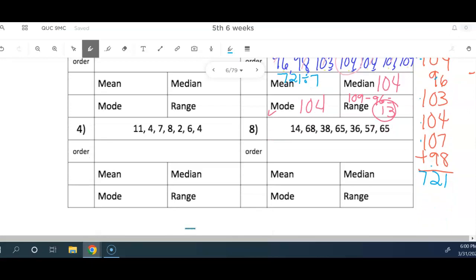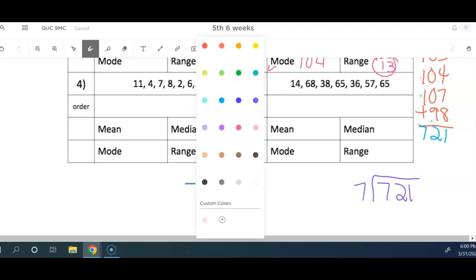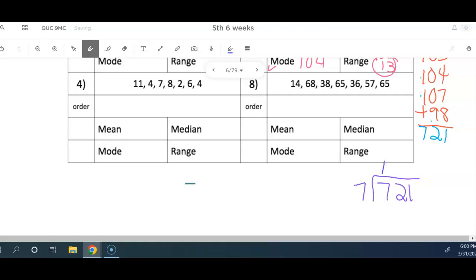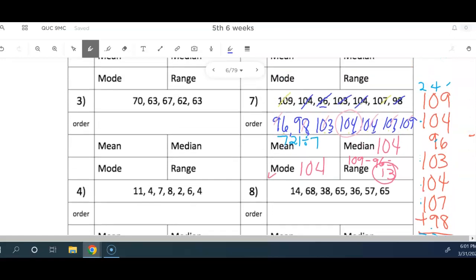Okay, and a lot of people were kind of tricked by this when they went to do the division. We're going to scroll down for a minute. If we have 721 divided by 7, let's work this out. All right, 7 goes into 7 one time. 1 times 7 is 7. Subtract, 0, bring down the 2. 7 cannot go into 2, so I have to put a 0 on the top before I bring down the next number. 21 now. So 7 times 3 is 21, and we just found the mean.